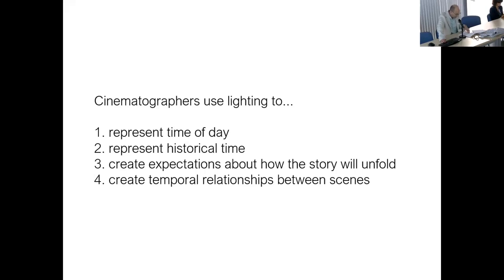Even in a non-narrative painting, the light might represent time of day or historical time. Indeed, rendering the precise fall of the light might be the primary achievement of the painting. Number 3 and number 4 rely on an awareness that the movie unfolds in time. The lighting becomes part of the narrative by guiding our expectations of how the story will unfold and by shaping our dynamic understanding of how it's been unfolding.